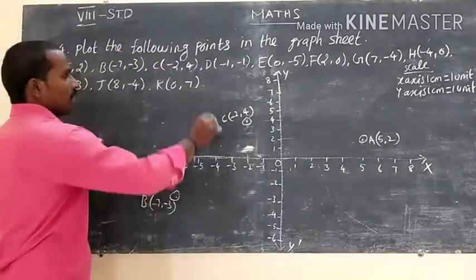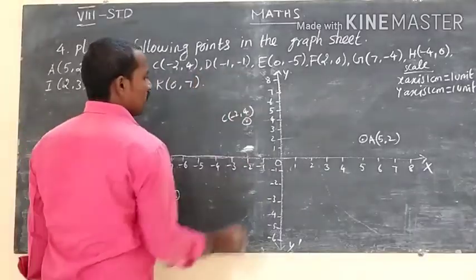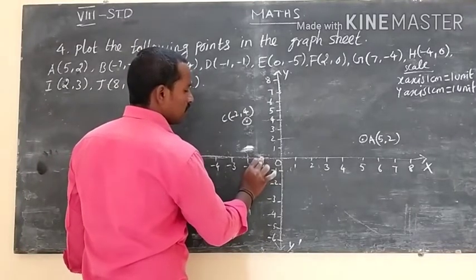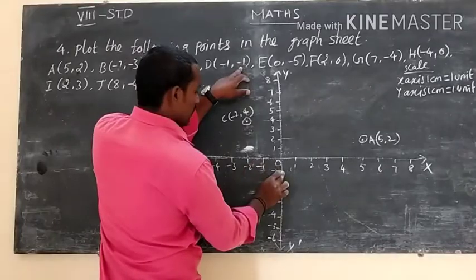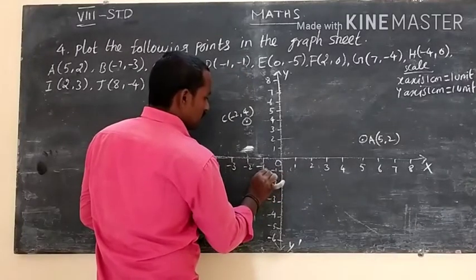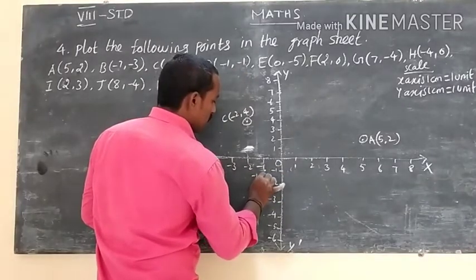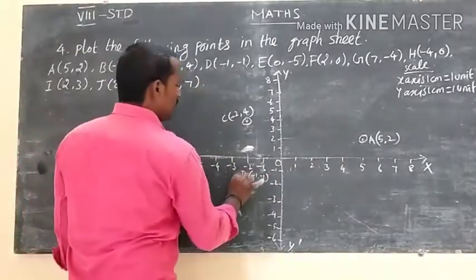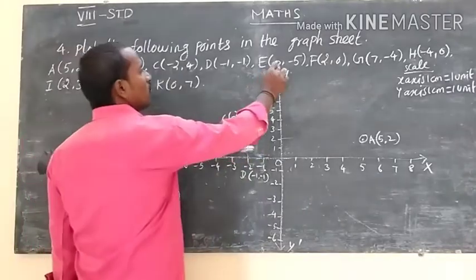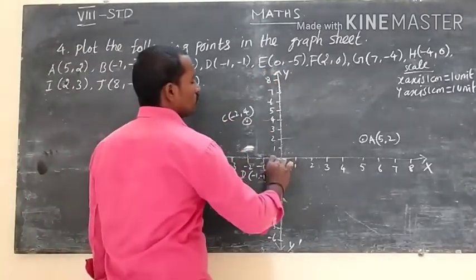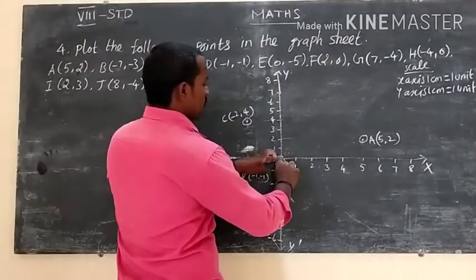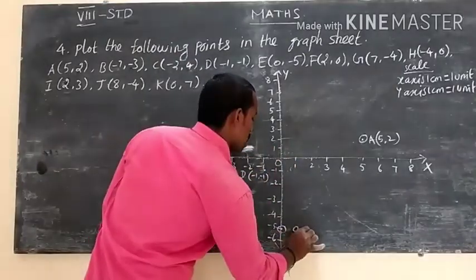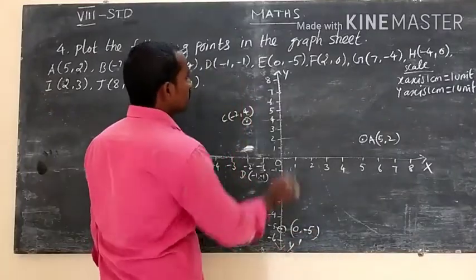Then point D, minus 1 comma minus 1. The first value is the x axis, so minus 1. Then the y value is minus 1. These two lines intersect at a point, so minus 1 comma minus 1. This is the name of the point D. Then 0 comma minus 5. X is 0, then the y value is minus 5. So 0 comma minus 5. This is the point E.